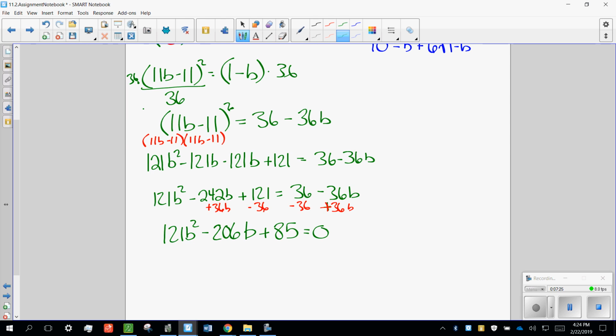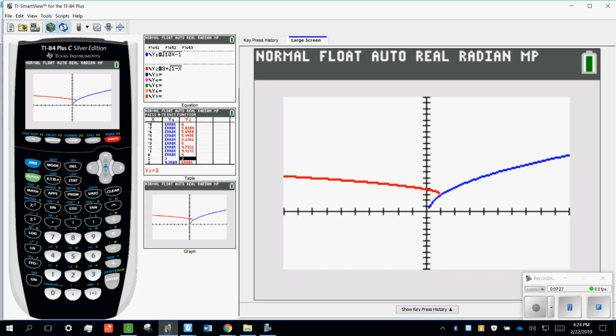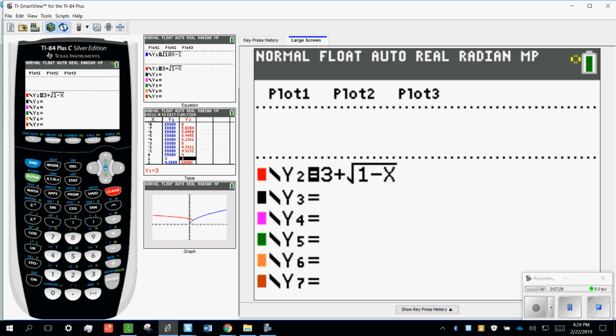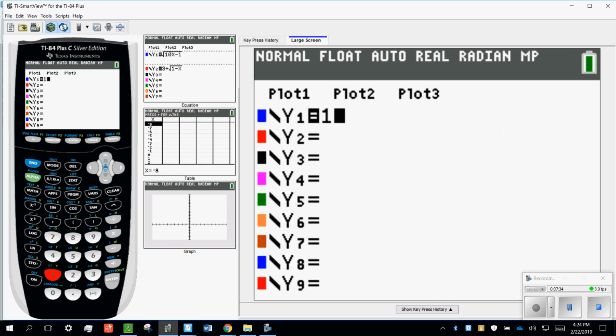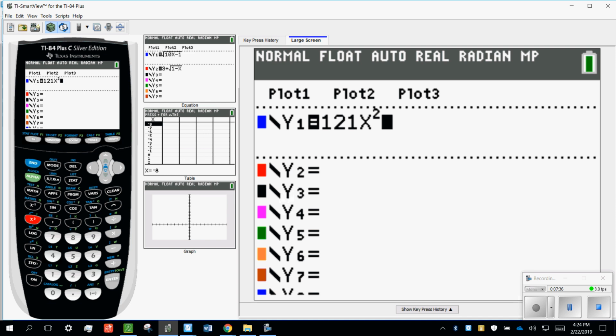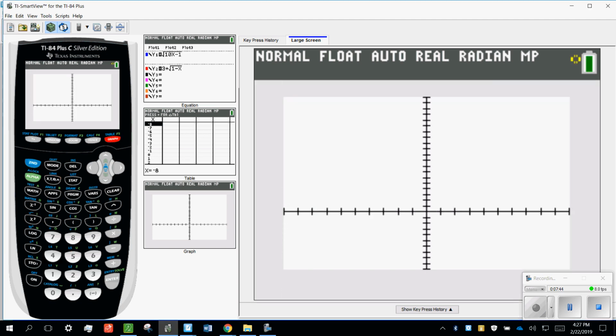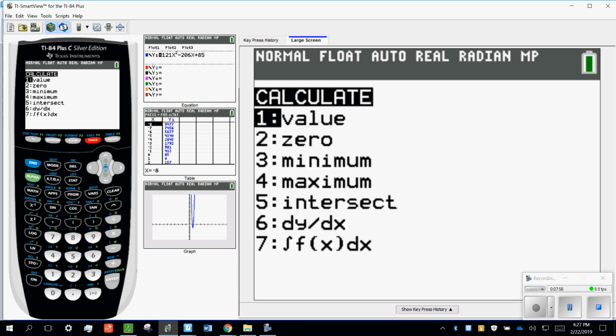So 121b squared minus 206b plus 85. Let's clear these. So we've got 121x squared minus 206x plus 85. We're going to hit graph and see where our zeros are. Those will be our solutions. Looks like we have 2. So I'm going to go second trace. I want to know a 0.